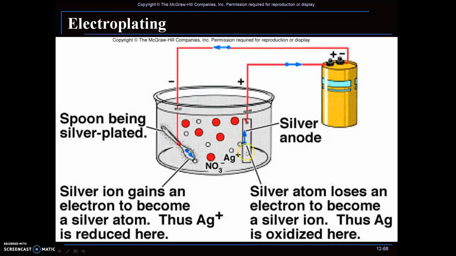And you can see right here the silver atom loses an electron to become a silver ion. Thus Ag is oxidized here. So here it is oxidized, and right here it will be reduced, and thus it becomes silver, and thus it will be coated onto the spoon.